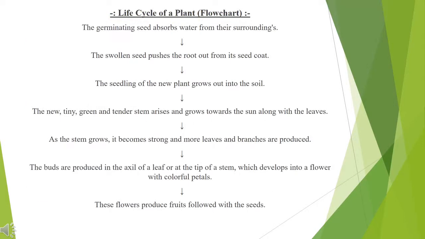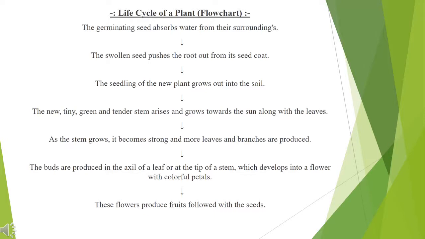In this slide, we can see the life cycle of a plant and the flow chart of it. First, the germinating seed absorbs water from the surroundings. After that, the swollen seed pushes the root out from its seed coat. Then, the seedling of the new plant grows into the soil.